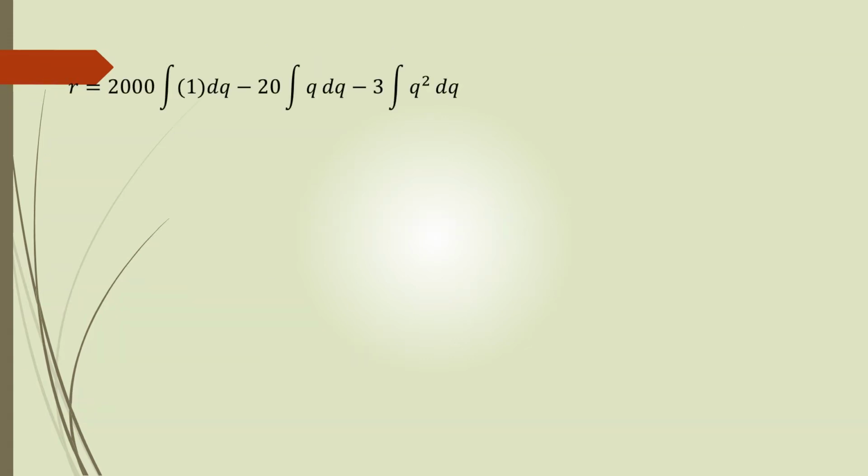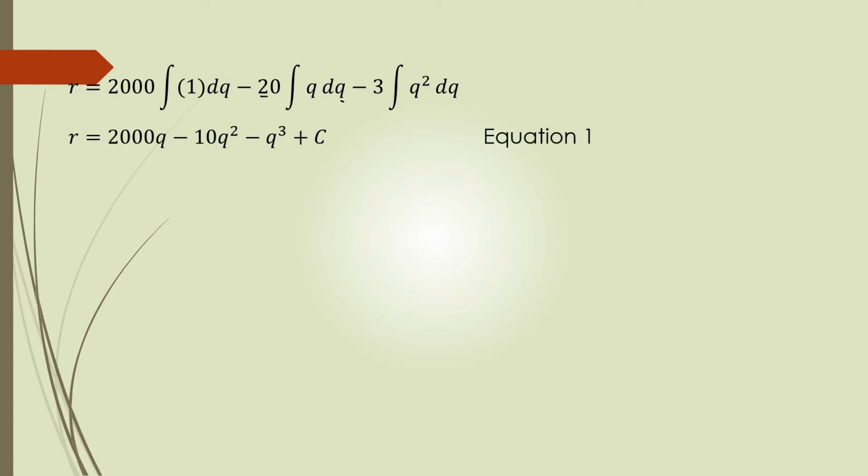So here, dear student, R is equal to, we will apply separate integration on each term. So this is 2000, it will move outside as a coefficient. Here will be the integration of 1 into dq, minus 20 is the coefficient, it will go outside, and the integration of q into dq. Okay, and this is 3, it will go outside, and we have the integration of q square into dq.